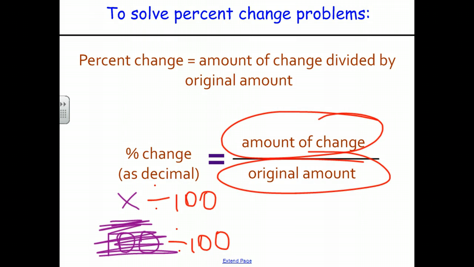So amount of change over original amount. Now this is very important. This original amount cannot be the amount that it changed to. It must be the original amount. But let's see another example of this and see what you can do with it. To drive home the point that this is percent change equals amount of change over original.